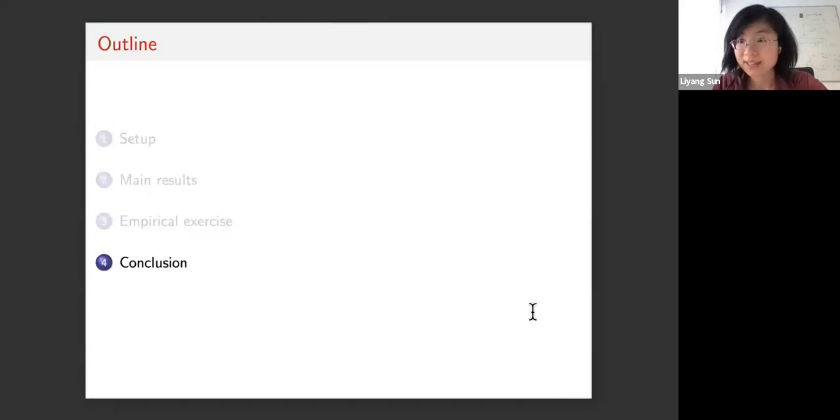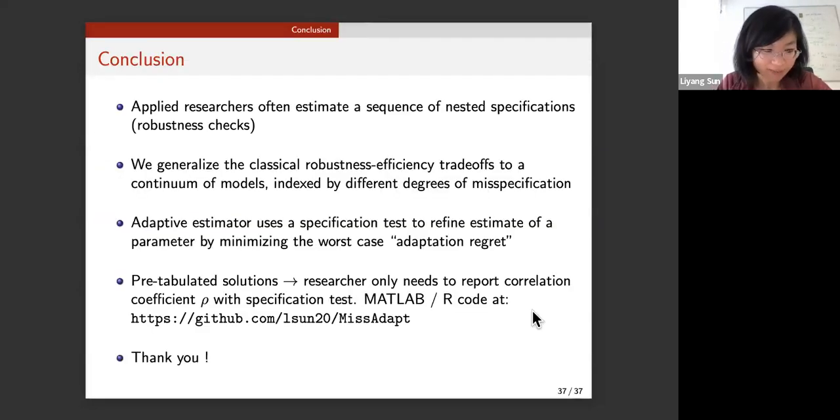So let me conclude and then perhaps take on more questions. So this is a paper that tries to address the scenario where applied researchers often estimate a sequence of nested specifications.